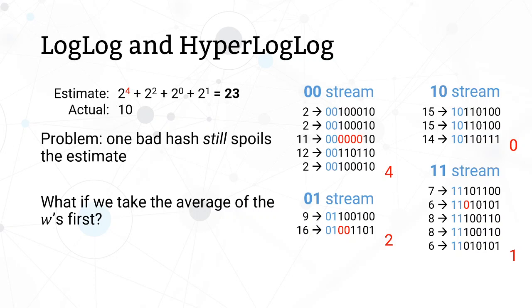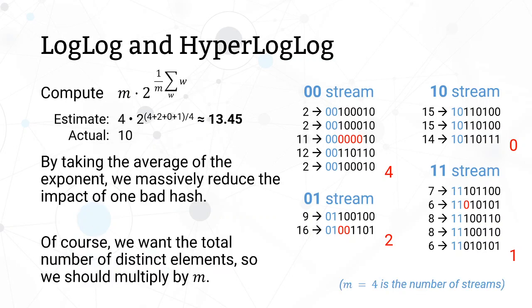And you might think, okay, let's take the average of the W's first before we raise 2 to the W, right? So let's take the average and then raise 2 to that power. That's better, because it can mitigate the issues of one bad hash, reducing the impact of having a bad hash. By doing that, we take the average number of distinct elements for each of the streams and then multiply it by m, because we don't want the average, we want the total number of distinct elements across all the streams. And this actually works. As you can see, the estimate now is about 13.45, which is much better. It's closer to 10, even with this 11, which hashed to a very unlucky value.